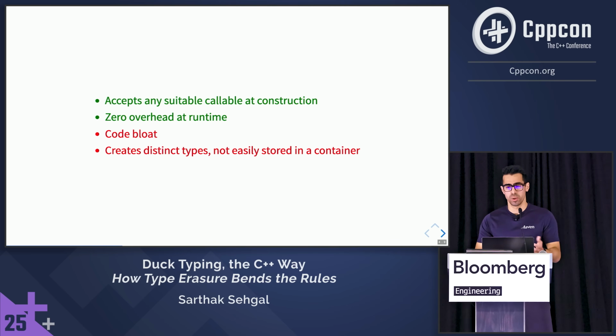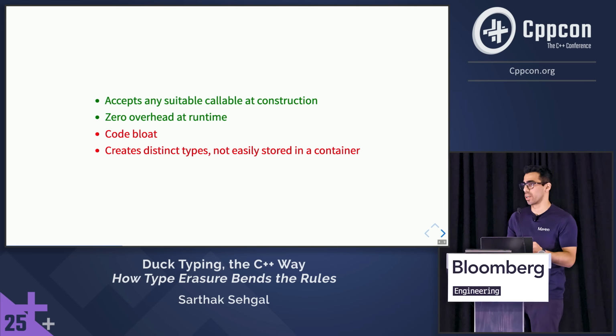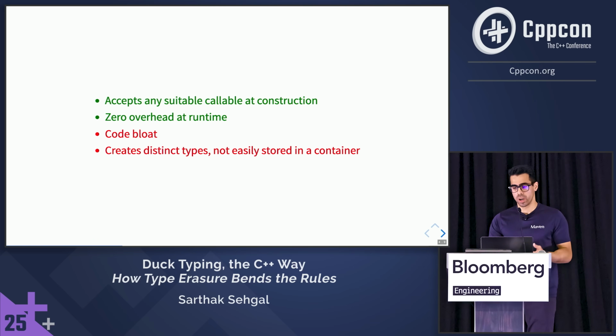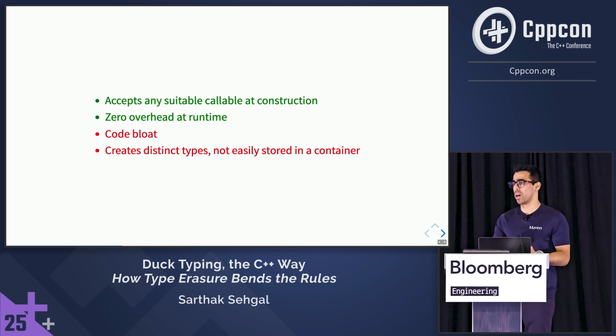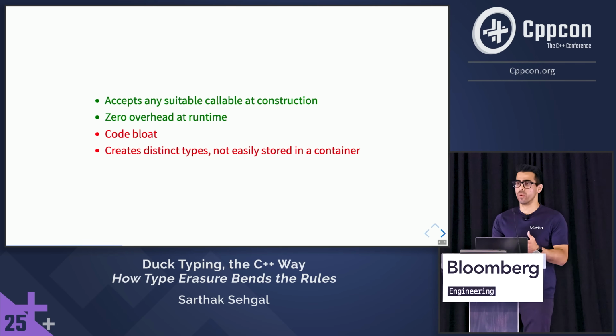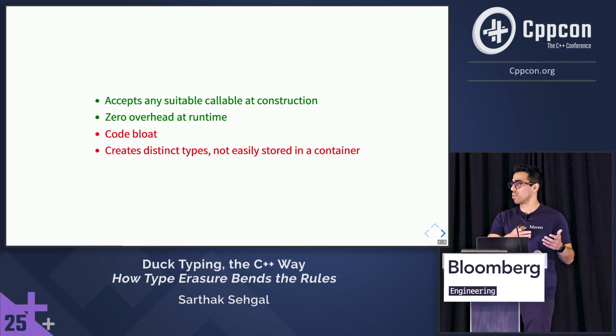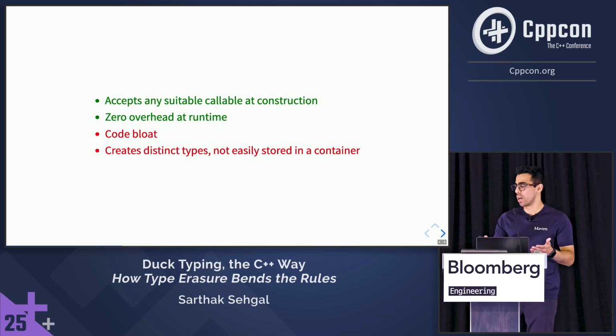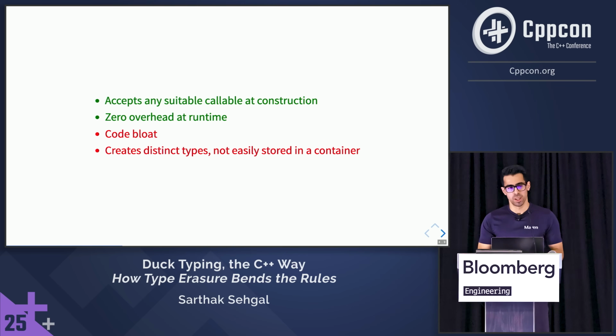And as soon as you have a templated type, which is like a distinct type, it becomes quite hard to store in a container. You can't simply store a list of market data subscribers in a vector. You might, if you know what all types you're going to be instantiating this type with, have a variant of all of those and store it inside a vector, but it's not easy to deal with.